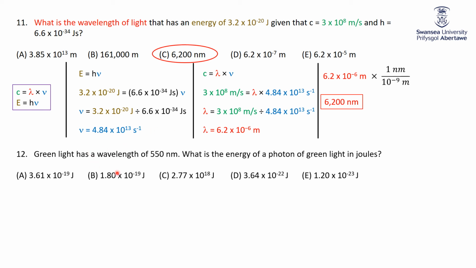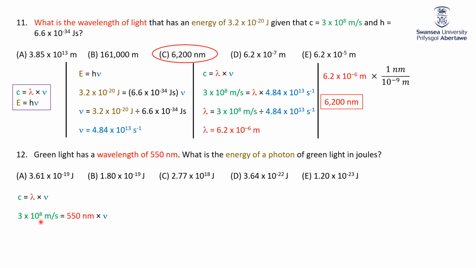Same type of question, except here I've given you the wavelength, 550 nanometers, and asked you for the energy. Well, again, we're going to use these same relationships. C is lambda times nu, and E is h times nu. Green light, wavelength of 550, so we know the wavelength, so we can therefore get the frequency using this relationship.